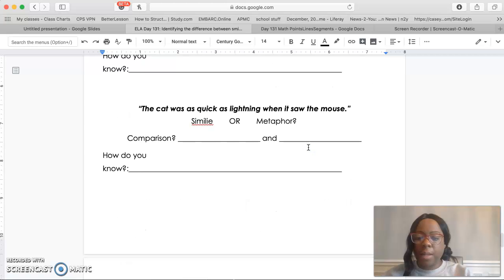Now, the next and last one is the cat was as quick as lightning when it saw the mouse. It was as quick as lightning, so we know that it is a simile. Let me highlight that. Let me underline that. And we are done.